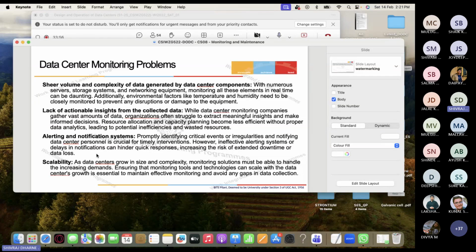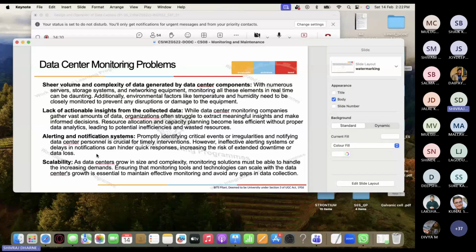Disruptions. There can be some equipment damage, anything can happen. So the sheer volume is too big, right? Complexity is too high. So we need to monitor that. And we definitely need to act on something, because of the lack of actionable insight from the collected data. If you collect the data, but what needs to be done? So while you monitor all these things, you need to find out what action we can take and how to take it. Resource allocation and capacity planning, all that is very, very important.